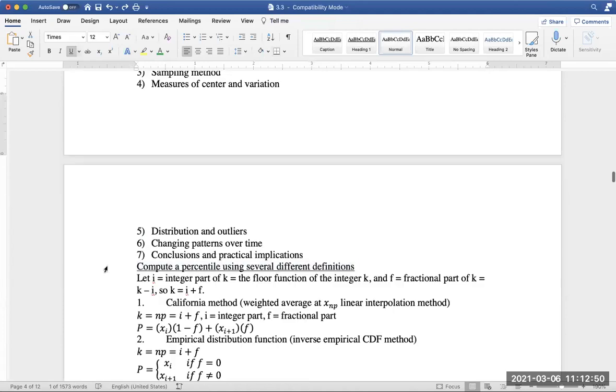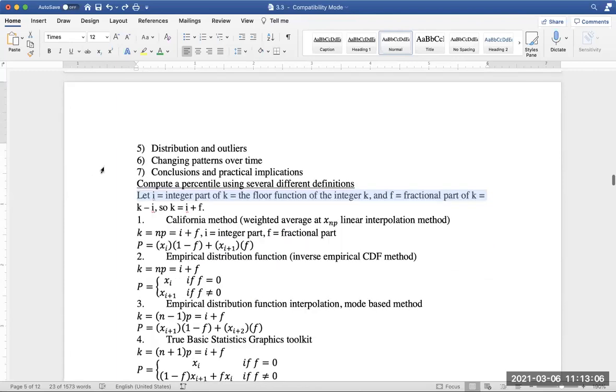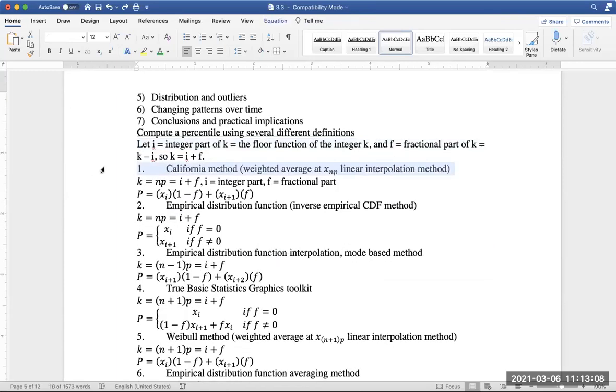So let's compute the percentile using several differing definitions. Again, let I be the integer part, let F be the fractional part. So let's list the differing methods. The California method, also called the weighted average at X sub NP linear interpolation method.